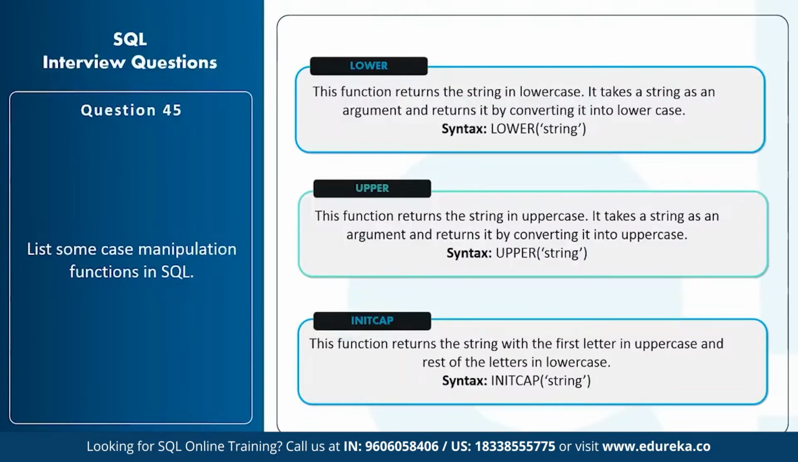Now moving forward to the next function, that is the upper function. This function returns the string in uppercase. It takes a string as an argument and returns it by converting it into uppercase, right? So the syntax for this particular function is upper, and in brackets you mention the string within the quotes. Moving forward to the third function, that is initcap. This function returns the string with the first letter in uppercase and the rest of the letters in lowercase. So the syntax for this function is basically initcap, and in brackets you mention the string within quotes. So guys, these were the three case manipulation functions in SQL.